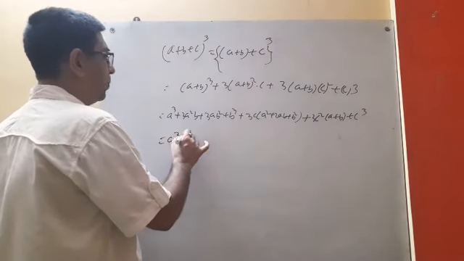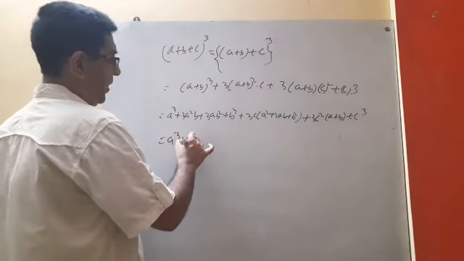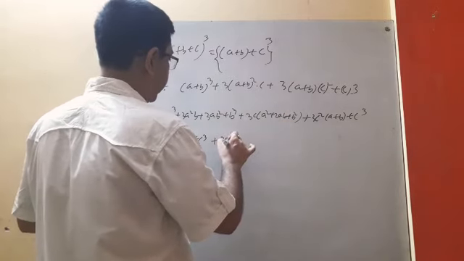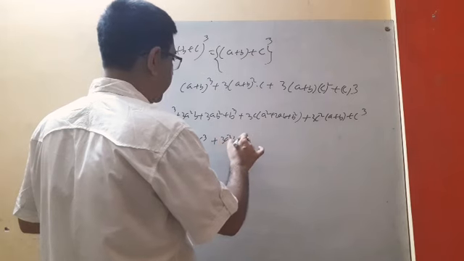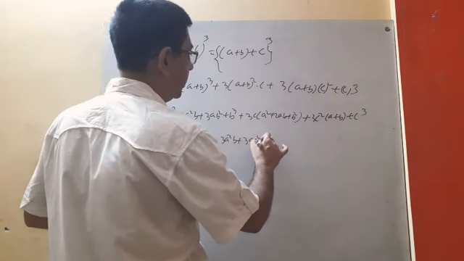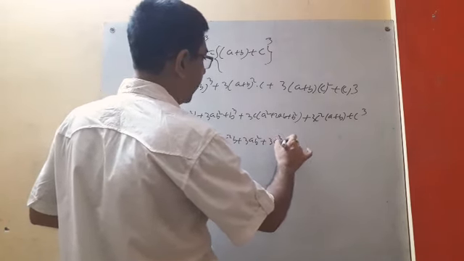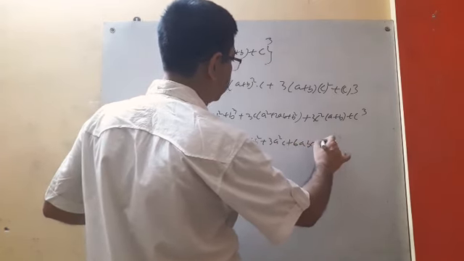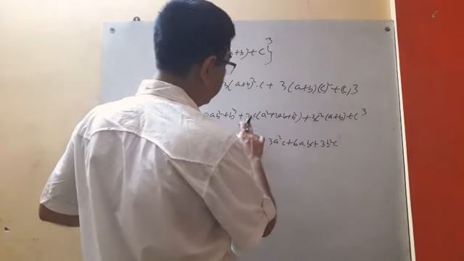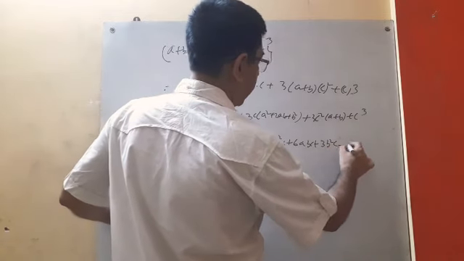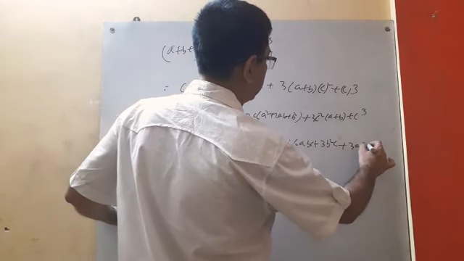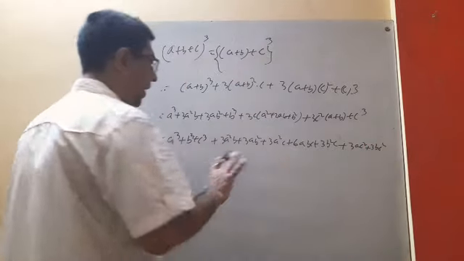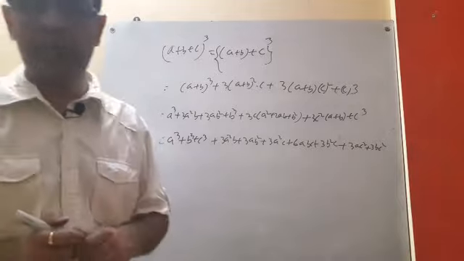Now a cube plus b cube plus c cube you write, then 3a square b plus 3ab square plus 3a square c plus 6abc plus 3b square c, right? Plus 3ac square plus 3bc square. Okay, now you can arrange the terms. In this way you can find also a plus b plus c whole cube.